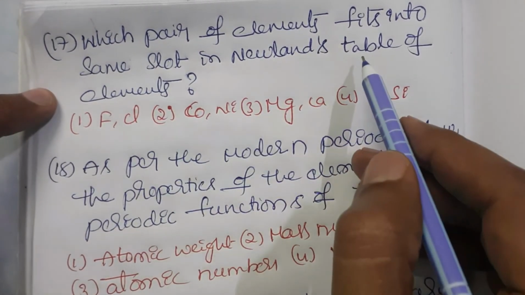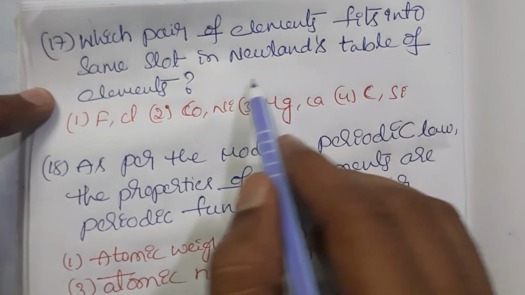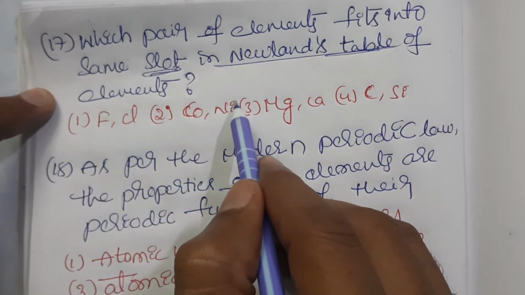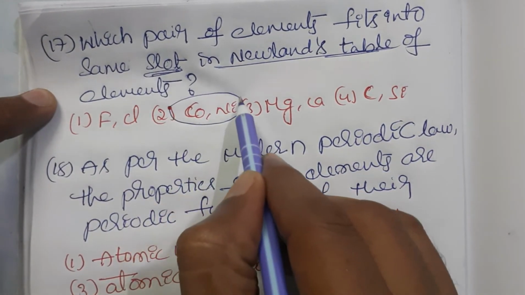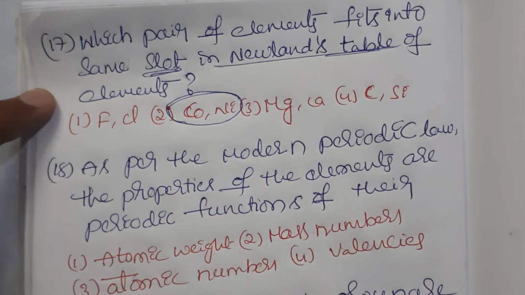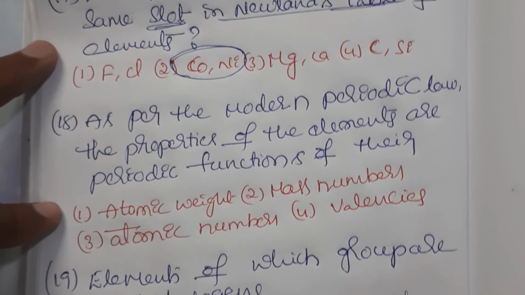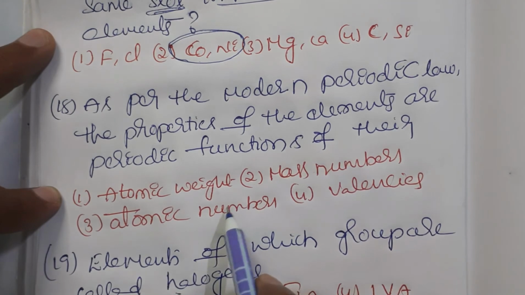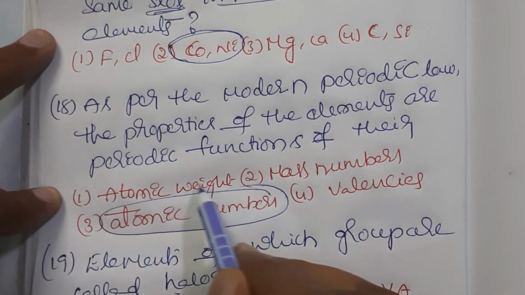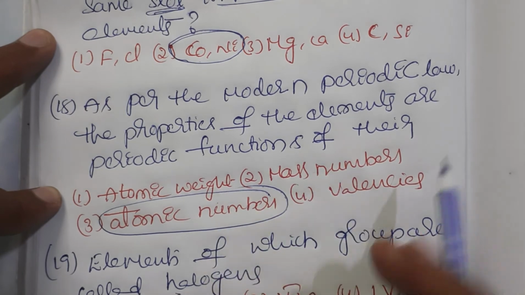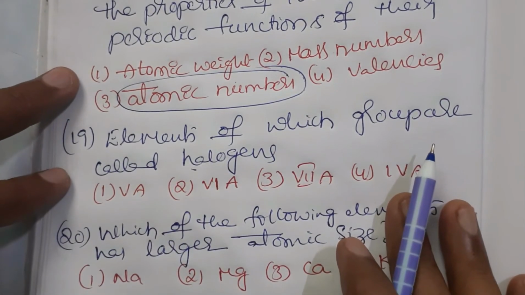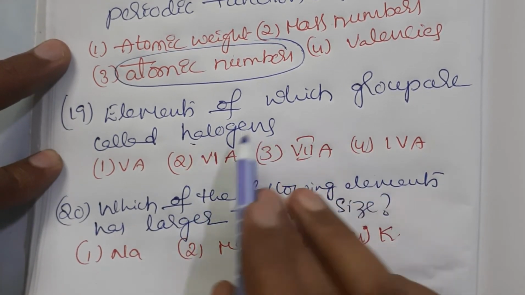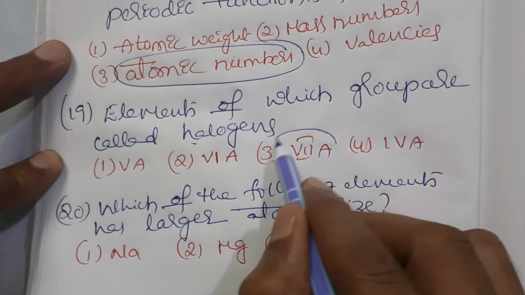Question number 17: which pair of elements fits into the same slot in Newlands' table of elements? In the Newlands table, in the same place you can find both cobalt and nickel. That is asked in the question. As per the modern periodic law, properties of the elements are periodic functions of their atomic number. Students, atomic weight means Mendeleev's periodic law, atomic number means modern periodic law. Next, the 19th question: elements of which group are called halogens? 7A group, students.